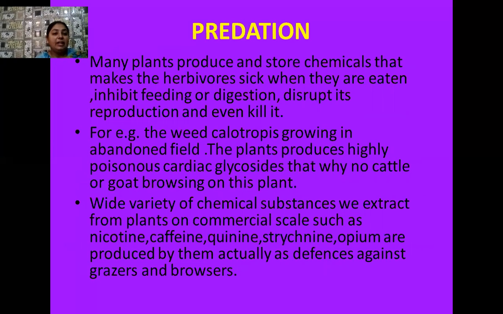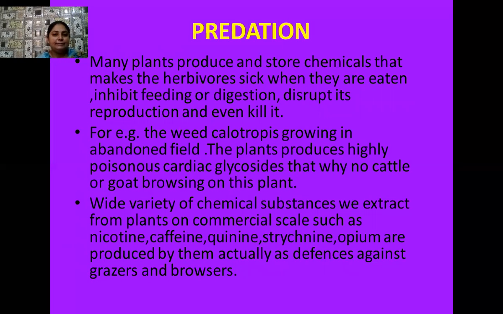Yes, students, many plants also produce and store chemicals that make the herbivores sick when they eat these plants or plant parts. They inhibit feeding or digestion because of the storage of this harmful chemical. They also disrupt the process of reproduction in these predators, and even by consuming these chemicals, the predators get killed. Here I want to tell you the example of the weed. It is a wild weed, Calotropis, growing in abandoned fields. The plant produces poisonous cardiac glycosides, and that's why no cattle, cow, buffalo, or goat generally browse on this plant.